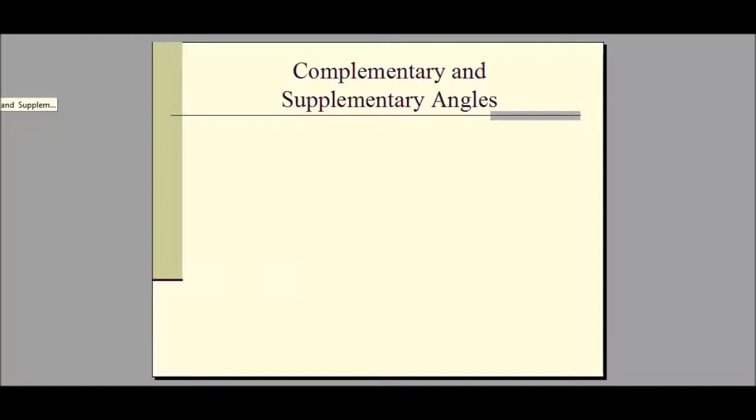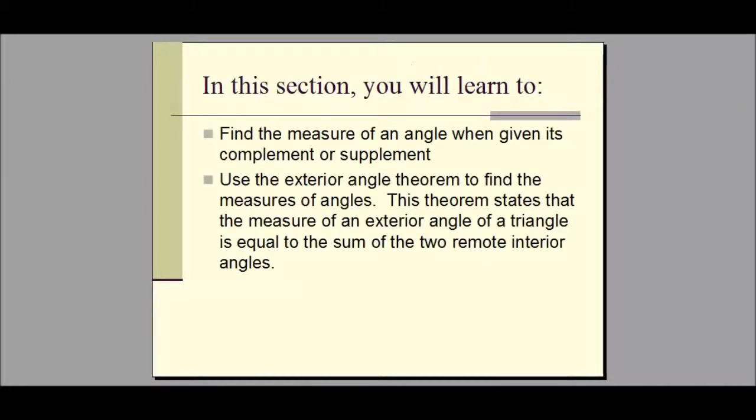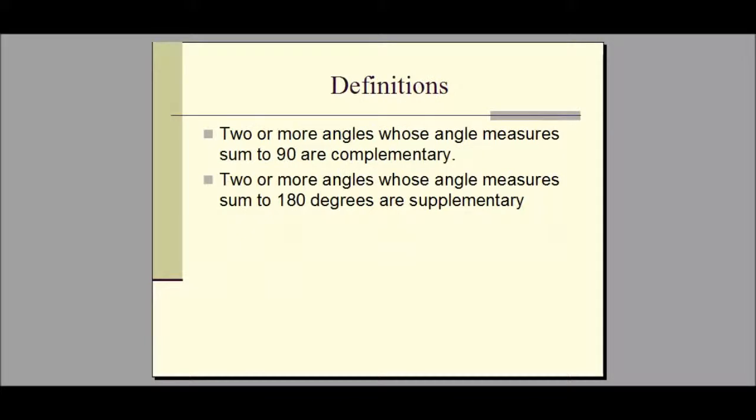Complementary and supplementary angles. In this section, you will learn to find the measure of an angle when given its complement or supplement, and use the exterior angle theorem to find the measures of angles. The exterior angle theorem states that the measure of an exterior angle of a triangle is equal to the sum of the two remote interior angles.